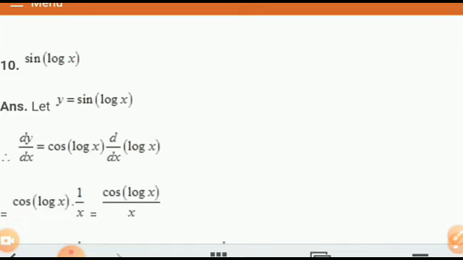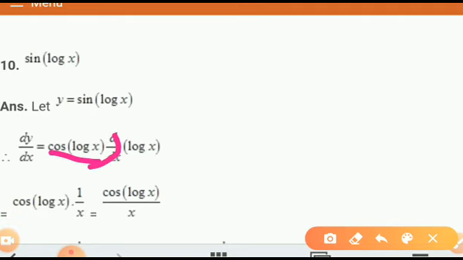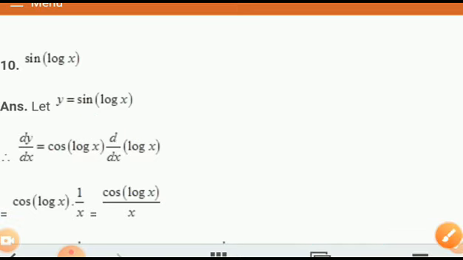Next it is sine of log x. Its second order derivative I have to find. So let y equal to sine of log x. Find your dy by dx. So derivative of sine is what? Cos. So it will be cos of log x into d by dx of log x. Your chain rule. Derivative of log x is what? 1 by x. So dy by dx will be getting as cos of log x by x.